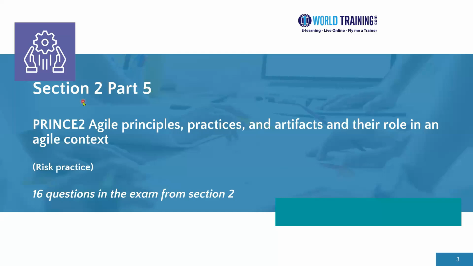We are in Section 2, Part 5. Section 2 is about the PRINCE2 Agile principles, the various practices, and the artifacts within those practices. Part 5 is particularly concerned with the risk practice.